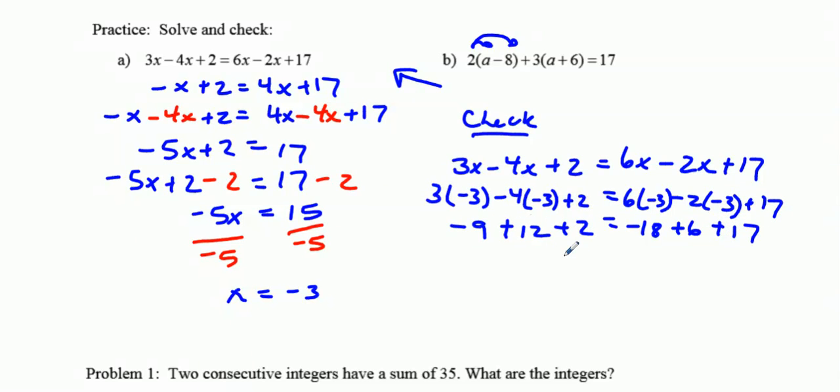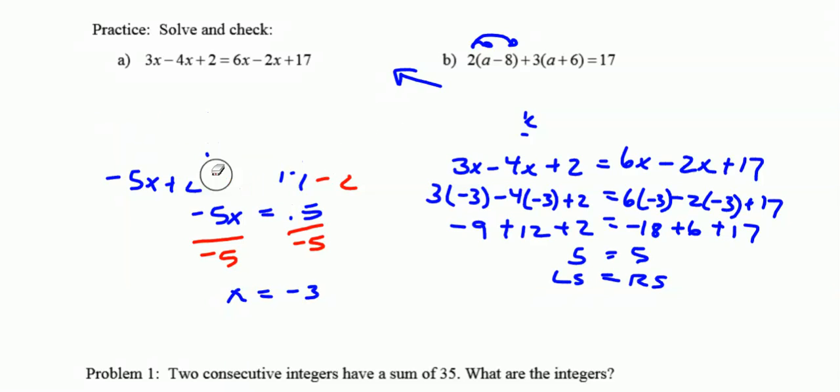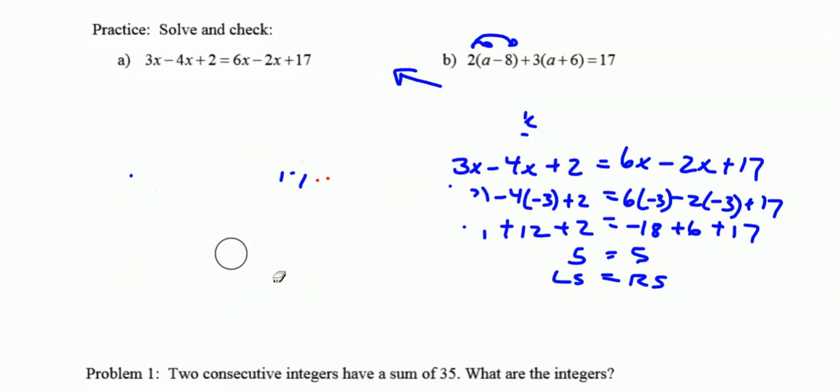This is 14 minus 9 is 5. And this is minus 1 plus 6, which is 5. And left side equals right side. Okay, so that check worked out. All right, I'm just going to erase this one. Hopefully you can go back to it if you're having any difficulties with it. And we'll do the other question.